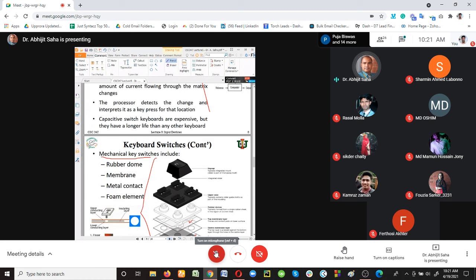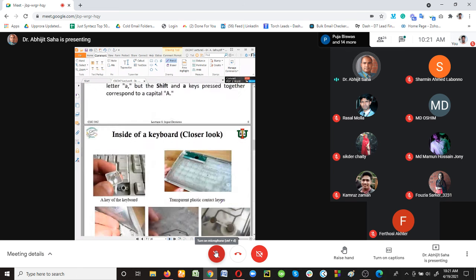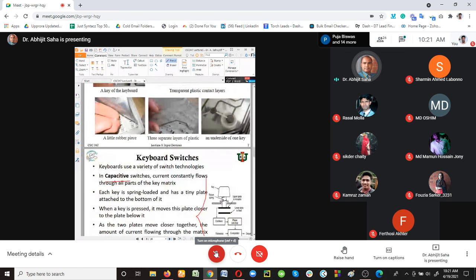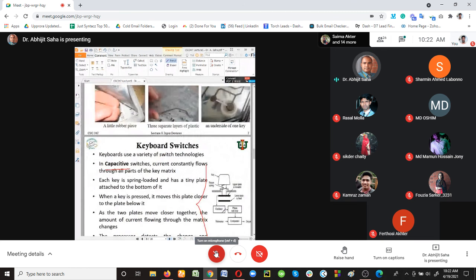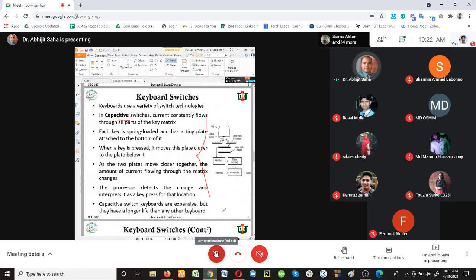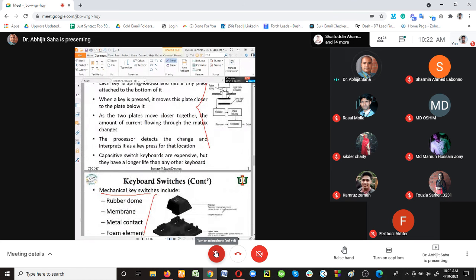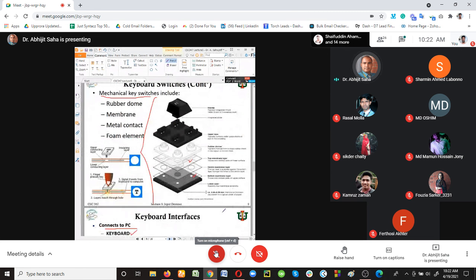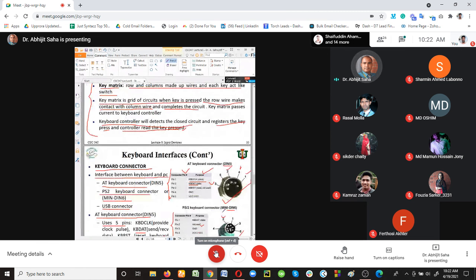This can be a common question to you: explain the internal components of the keyboard, list the internal components of the keyboard and explain how a keyboard works. That means you need to tell step by step what the things are and how it works, what is inside the keyboard and how it works.